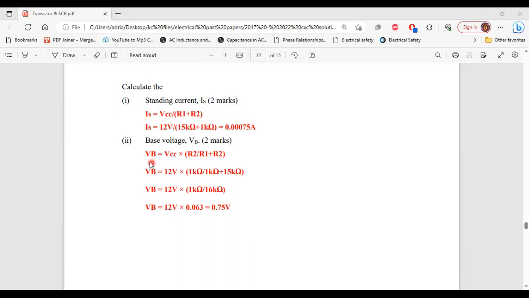For part two, it says to calculate the base voltage VB. So VB is equal to VCC multiplied by, in bracket, R2 divided by R1 plus R2. That will give us 12 volt multiply, in bracket, 1 kilo ohm divided by 1 kilo ohm plus 15 kilo ohm. That will give us 12 volt multiply by, in bracket, 1 kilo ohm divided by 16 kilo ohm. That will give us 12 volt multiply by 0.063, and that will give us 0.75 volt. So that's the base voltage. All right, so that's it for this question. Let's move on to the next question.